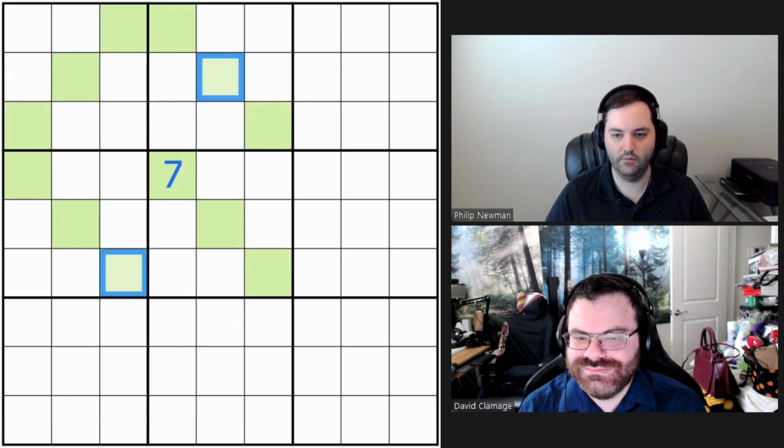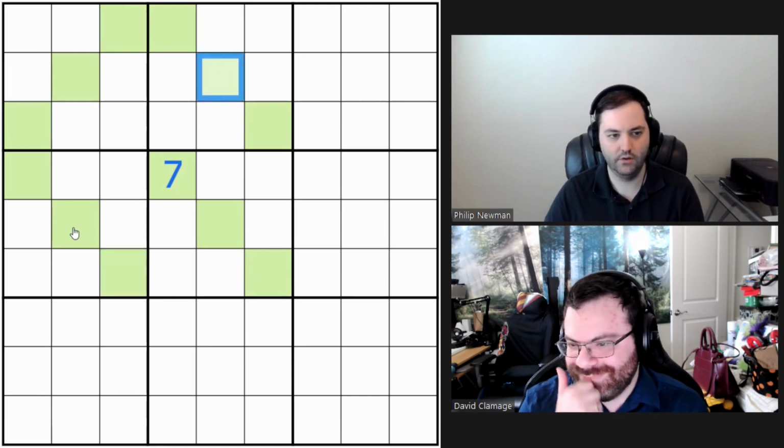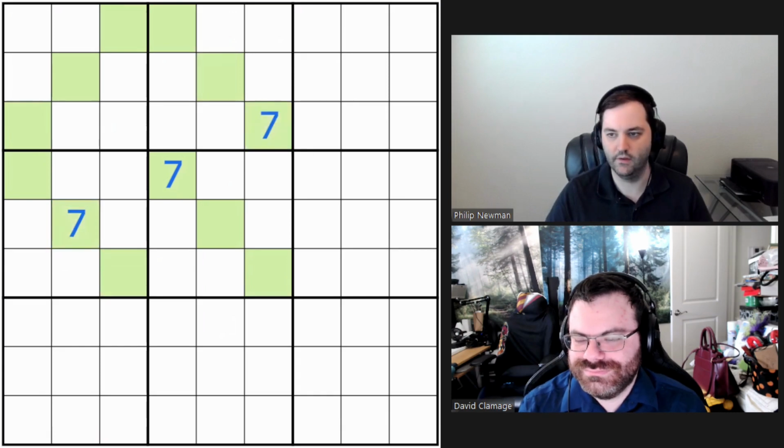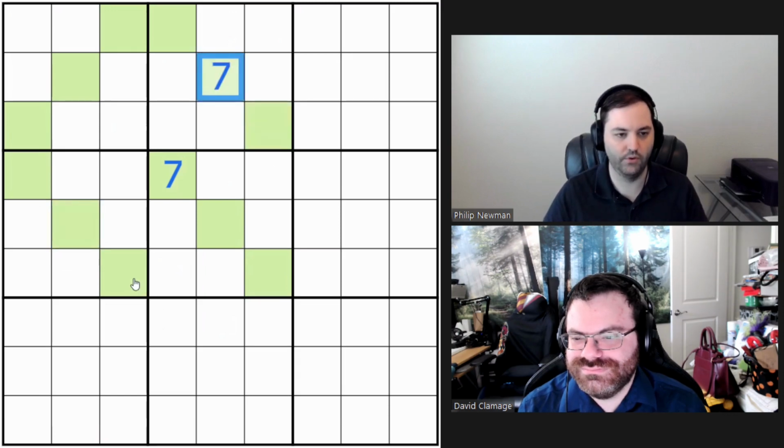What if these were in these cells? And note, by symmetry, this is exactly the same case as this. We can flip it over the diagonal and get the same thing. But I'll go through them both anyway. So now 7 can't go here and it can't go here. So it's going to go here.